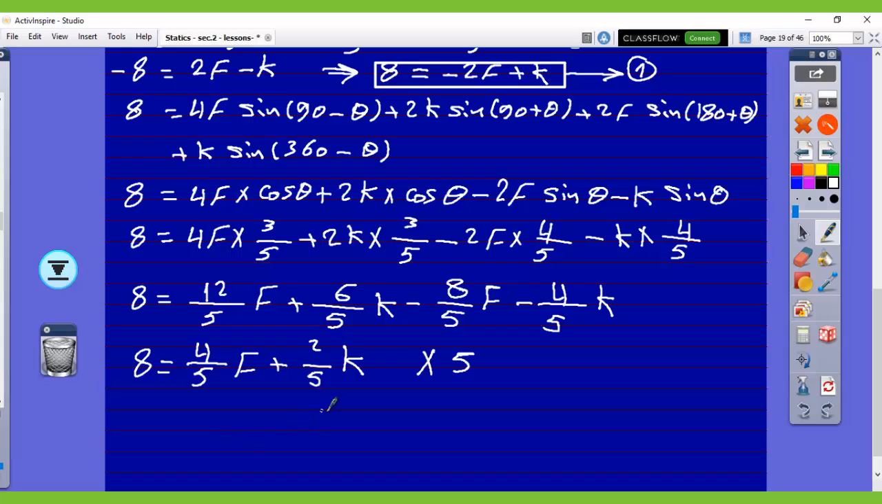So multiplying both sides by 5, we have 40 equals 12f plus 6k minus 8f minus 4k, and here 5 multiply 4 over 5 equals 4. Also here we have plus 2k. Dividing by 2, what do we get? 20 equals 2f plus k. And this is equation 2 here.